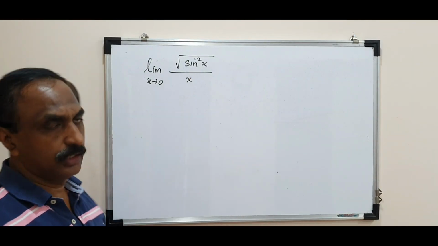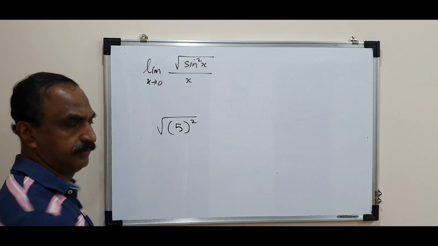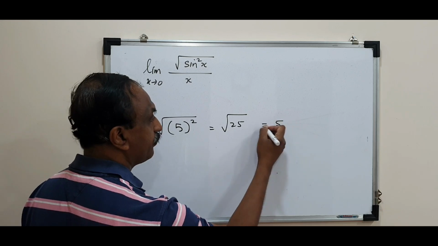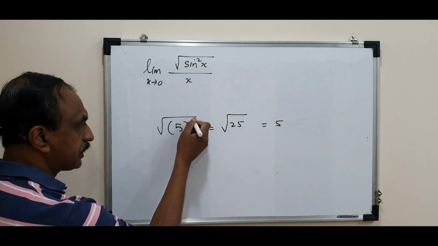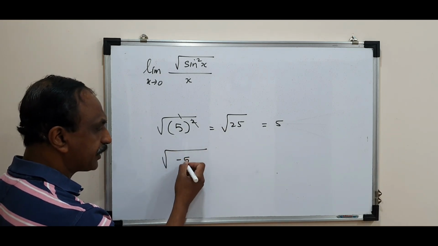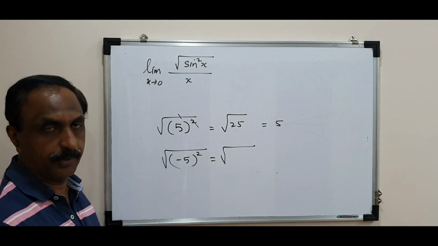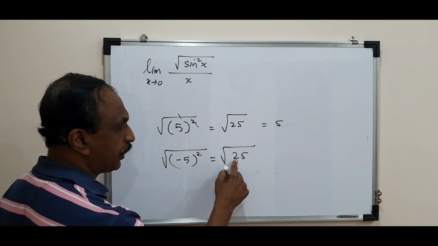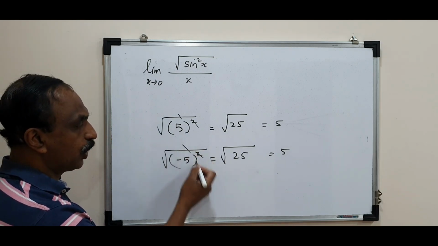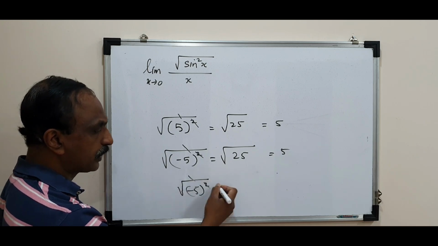Now let's have a look at the root of a number. Let's say root of 5 square. Root of 5 square is root of 25, which gives you 5. In this case you can cancel. Let's look at root of minus 5 square. That becomes root of minus 5 squared, which is 25, and root of 25 is 5. What have you noticed here? The cancelling is not true here. So in this case, square and square root cannot be cancelled.